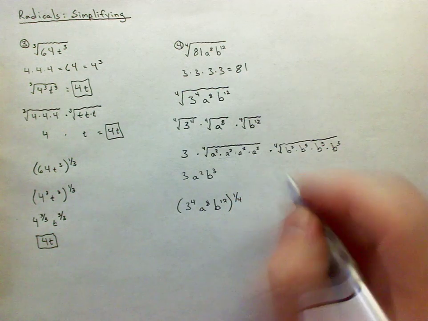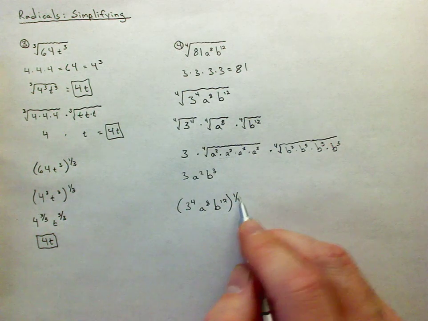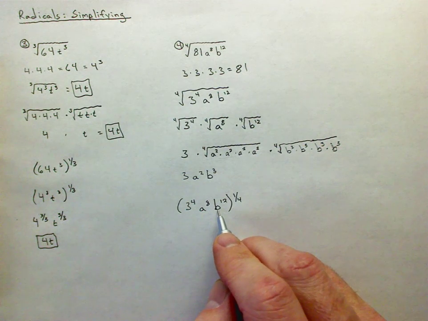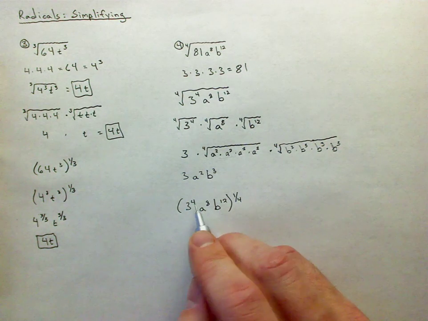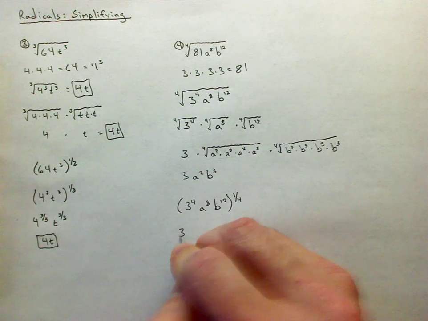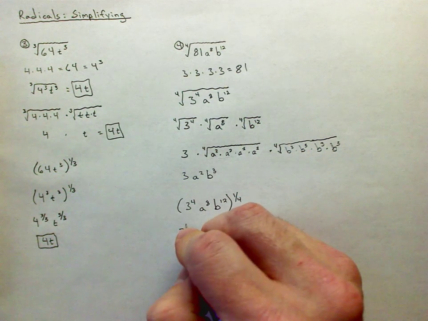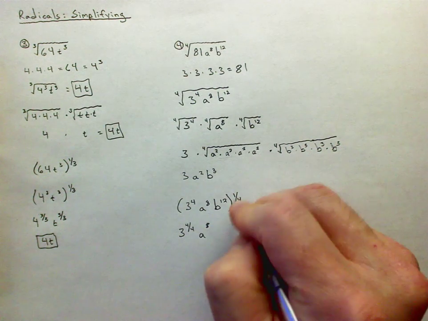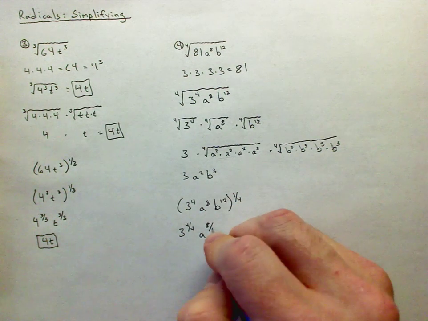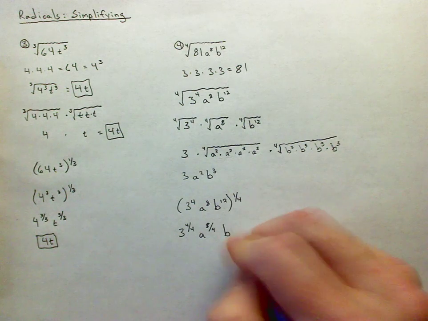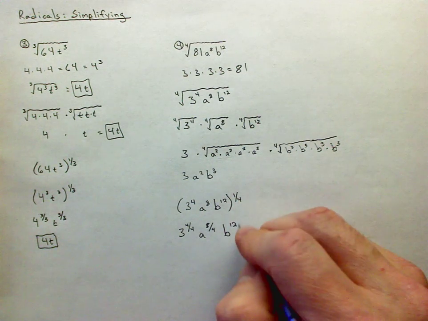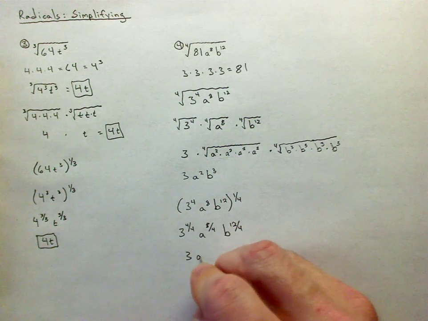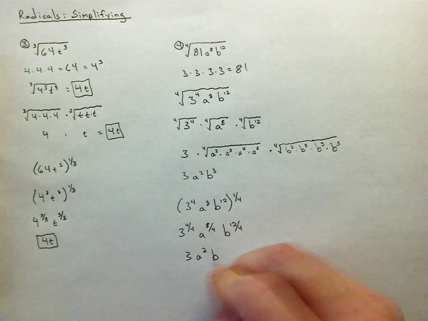Now, using my power rule for exponents, I simply multiply each one of my terms by 1/4. So 3 to the 4th to the 1/4 is 4 over 4. A to the 8th to the 1/4 is 8 over 4. And b to the 12th to the 1/4 is 12 over 4. So this equals 3, this equals a squared, and this equals b to the 3rd.